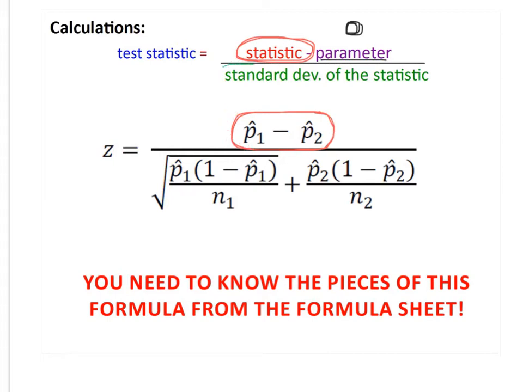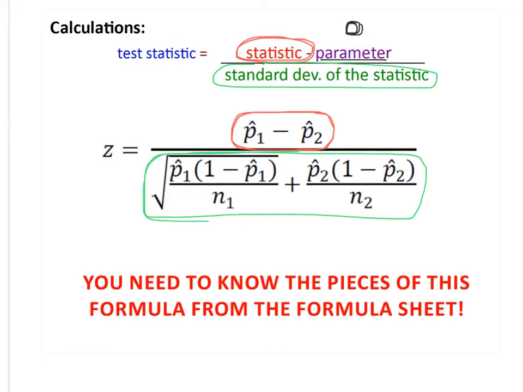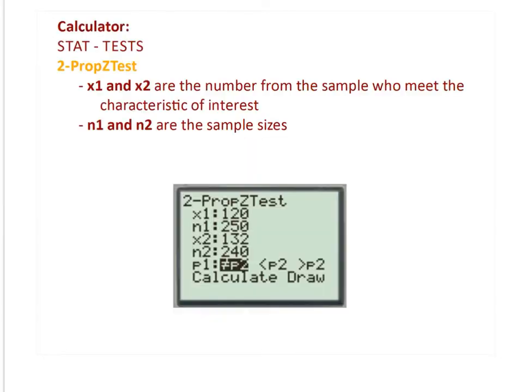The denominator is the standard deviation of the statistic, which is the same giant piece we had in my confidence interval. This is the same denominator my confidence interval had, and everything's under the square root. Once again, you need to know the pieces of this formula, but these individual pieces, especially this denominator, are on the formula sheet to begin with. But like always, your calculator can do a lot of this arithmetic for you once you plug in your pieces.